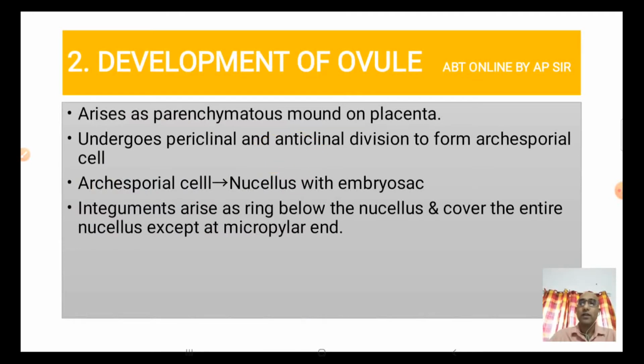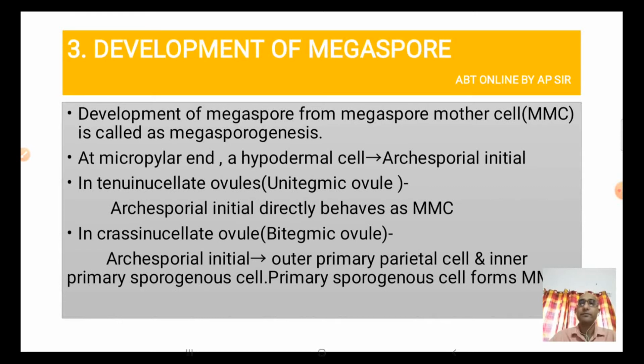So now come to the next slide. Development of megaspore. You know, megaspore gives rise to the embryo sac. So how does that megaspore develop? The process in which megaspore is formed from megaspore mother cell is called megasporogenesis, just like microspore. Microspores were formed from microspore mother cell, and that process was called microsporogenesis. Here, as megaspores are formed from megaspore mother cell, we call it megasporogenesis.